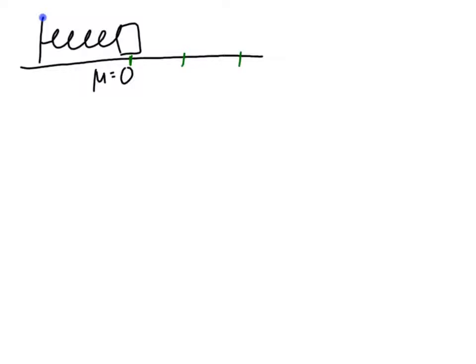Alright, so here's our initial point where it's compressed, and then we'll have an equilibrium point. We'll call that stretch 0, and then where it's going to go on the other side. So our two positions will be negative x and x. So if I have the spring compressed, let's look at the forces acting on it.